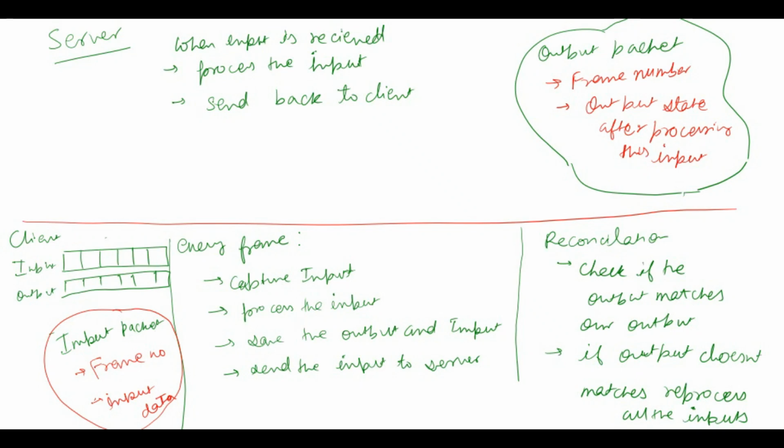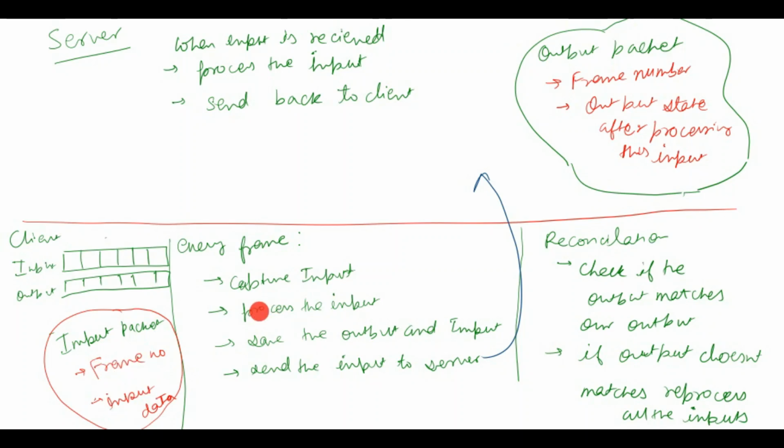Then you will send the input to the server. When the input is received, the server will process it and send the output back to the client. So as you can see here, we are sending the input to the server. What will the input packet format be? The input packet will contain two details: the frame number and the input data. If there are many clients, it will also contain the client number. For now we have only one client, so it will contain the frame number, which is the frame it is processing, and the input data.